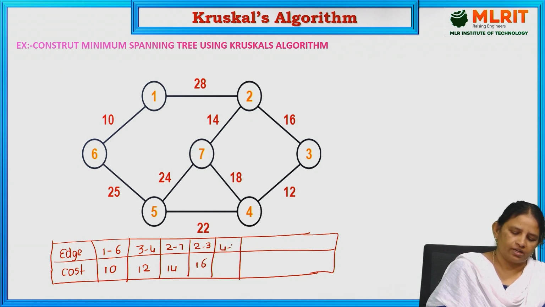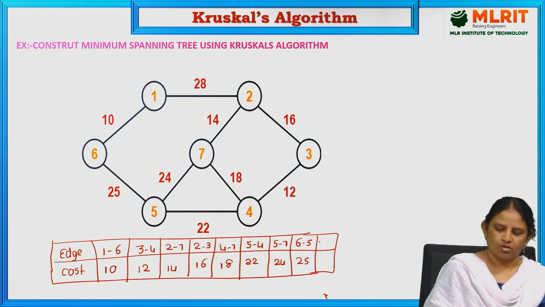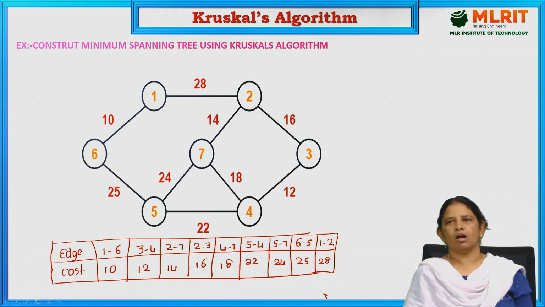Then the next least cost is 2 to 3, cost is 16. 4 to 7, 18. After 18, the next least cost is 22, that is from 5 to 4. Next one is 5 to 7, 24, 6 to 5, 25, 1 to 2, 28. This is step 1.